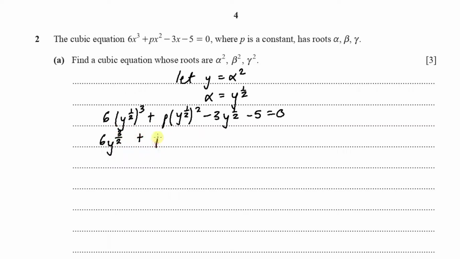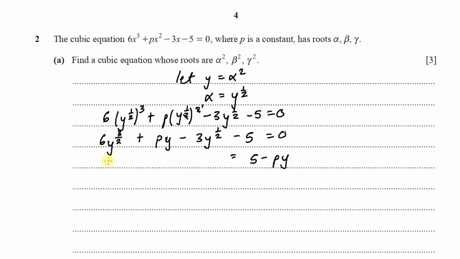And here I'll be having p, and here I'll multiply the powers, and half times 2 we get 1, so that's py, and that's minus 3y to the power of a half, that's minus 5 equal to 0. Now I have fractional powers here, so what I'll do is I'll take py and minus 5 to the right side, which means I'll be having 5 minus py here.